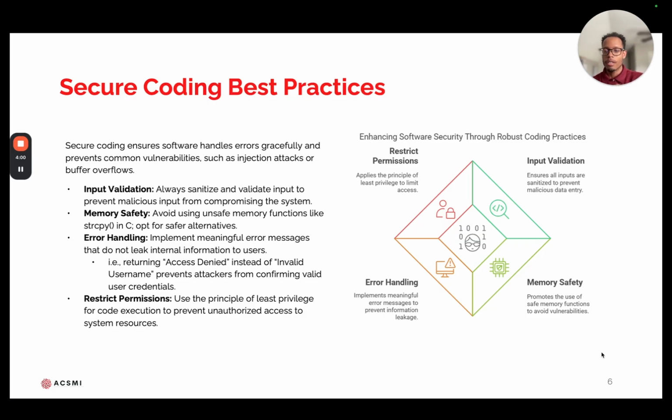Because we need to know that. An example of this is, hey, we're returning an access denied based upon an invalid username and credentials and passwords, right? This prevents attackers from actually confirming that valid user credentials are there. So we don't want to necessarily leak information unintentionally. Does that kind of make sense?